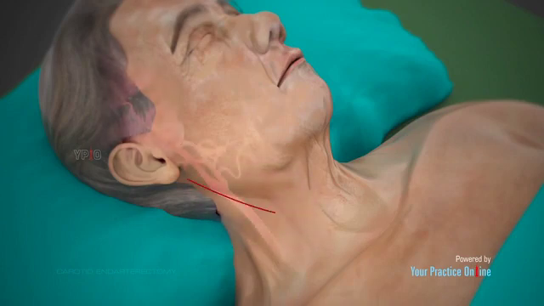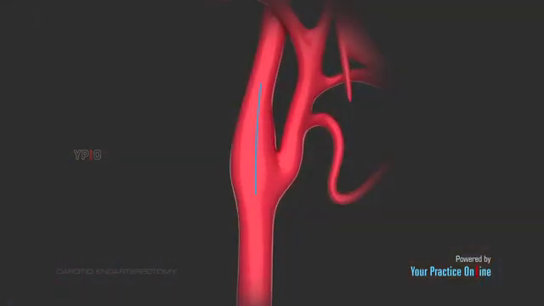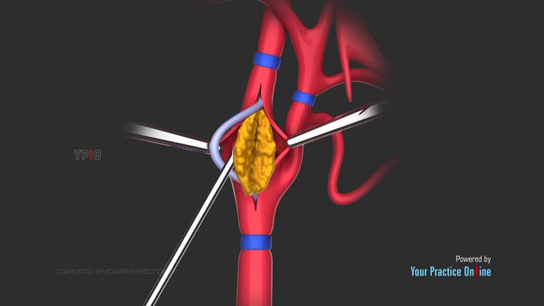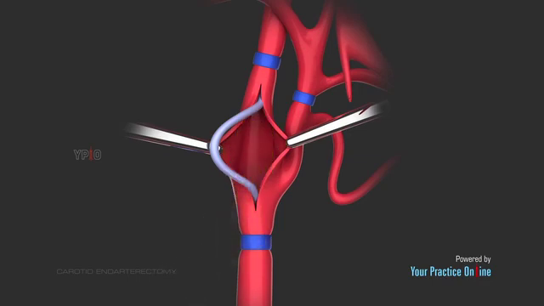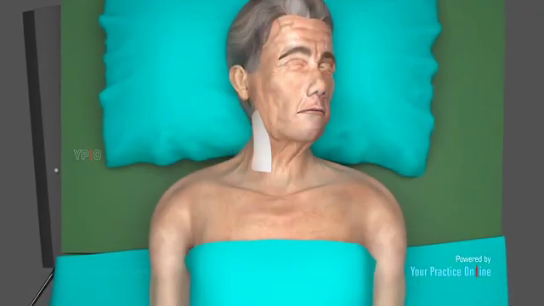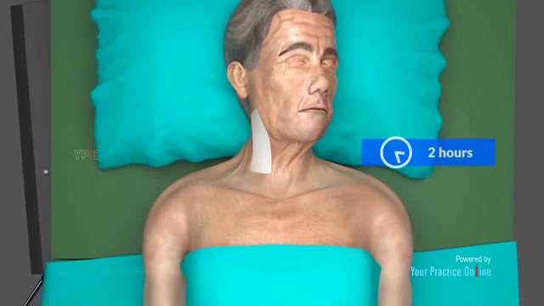An incision is made in the side of the neck to expose the carotid artery. The artery is then incised and a shunt is used to keep blood flowing to the brain. Special instruments are used to remove the plaque buildup inside the artery. The shunt is then removed and the incision made in the artery is closed with a special patch or sutures. The neck incision is closed with sutures and a bandage is placed over the surgical site. The surgery is completed in about 2 hours.